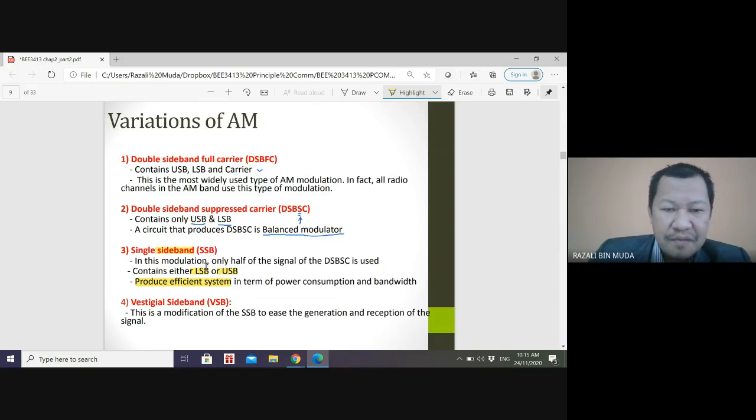Number 3, even though it has the most efficient system, it also has a disadvantage. Okay, we will discuss the disadvantage later.